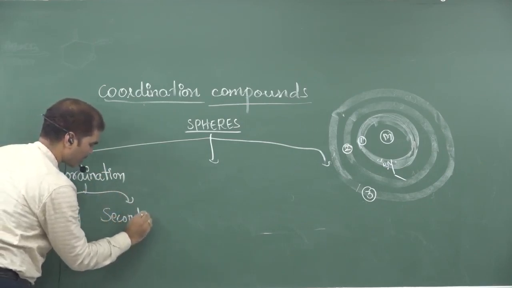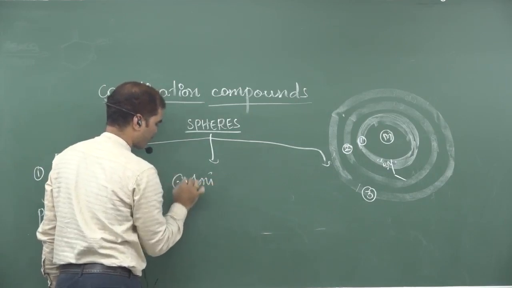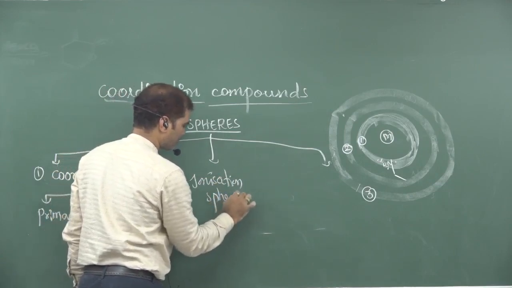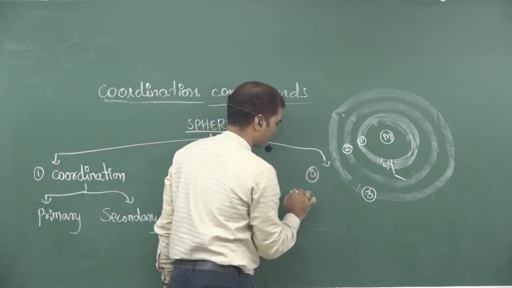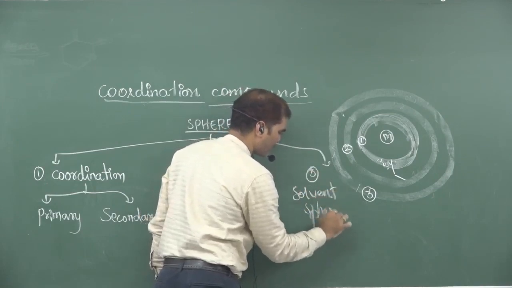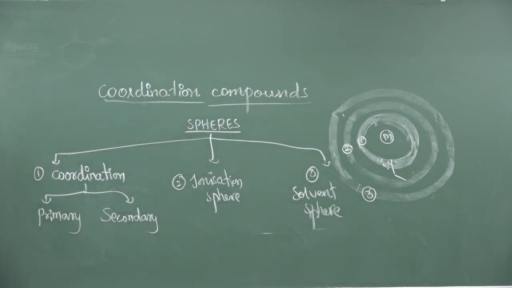Coordination sphere, ionization sphere, third one is solvent sphere. Coordination sphere can again be classified into primary and secondary depending on the type of the ligand.